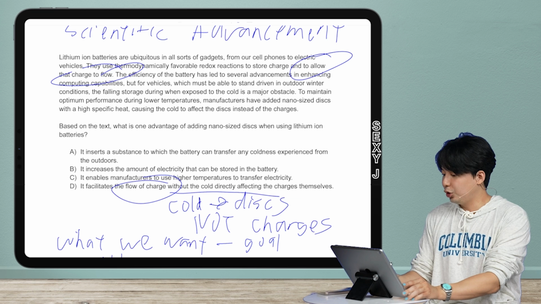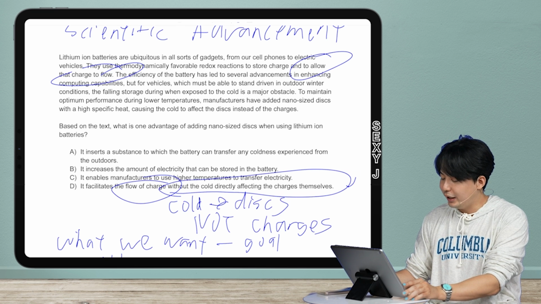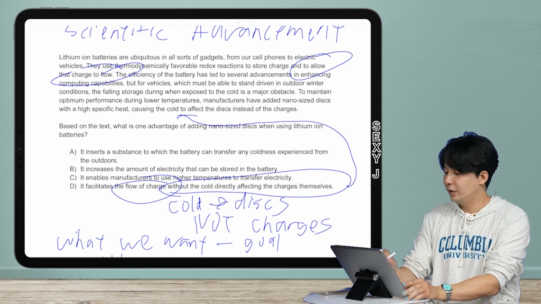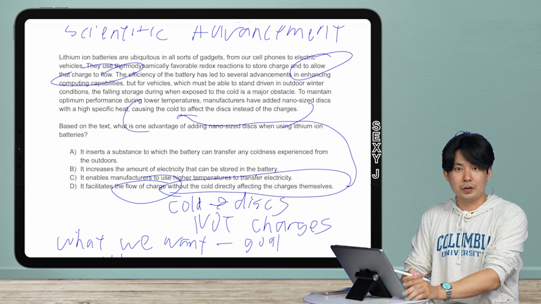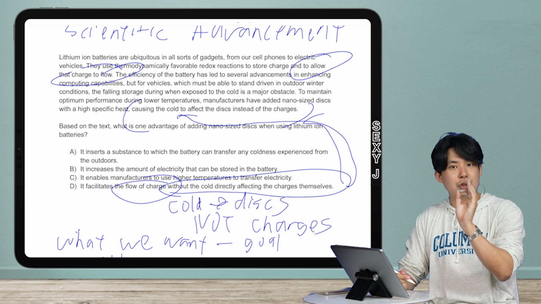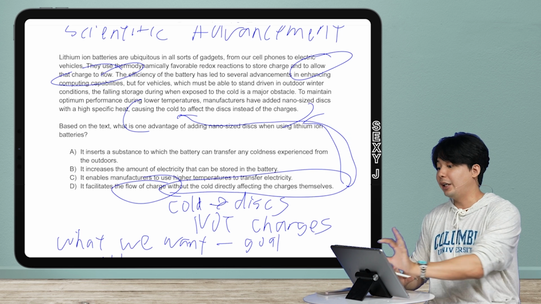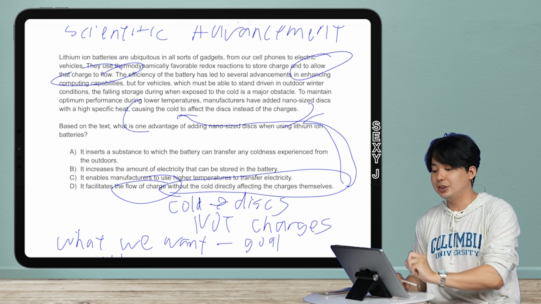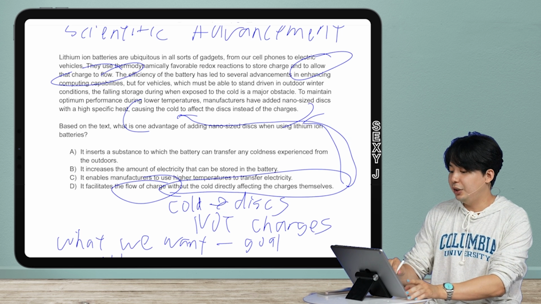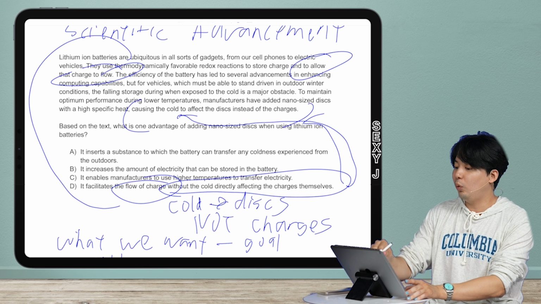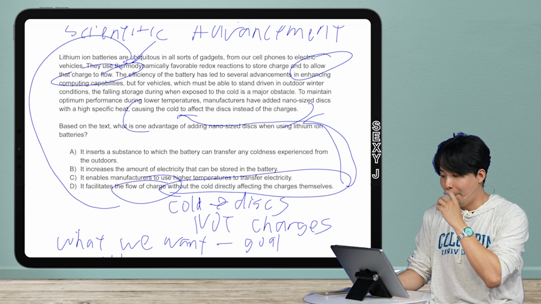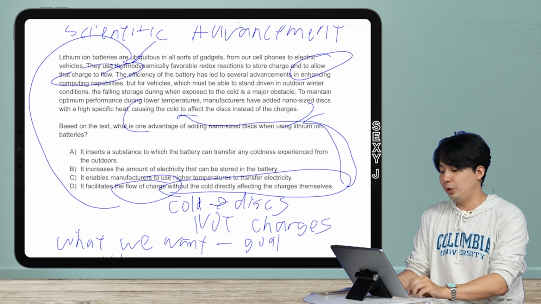Cold without the cold directly affecting the charges themselves, that is a restatement of the last sentence, okay? So I got this from the last sentence. That part you guys already knew because you watched the other videos, right? I need to take some type of paraphrase of the last sentence. What's the new idea here? I needed to go to the beginning to figure out what was it supposed to do? What was the goal? And we found out, oh, you're supposed to allow flow to charge.